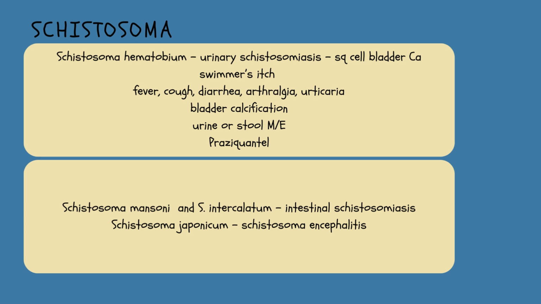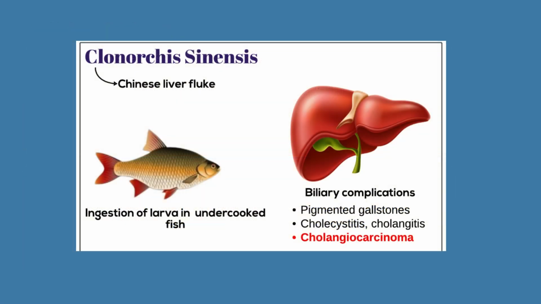It can predispose the person to squamous cell bladder cancer. It's not transitional cell, it's squamous cell. Okay, Schistosoma haematobium can predispose to squamous cell bladder cancer and causes swimmer's itch, presenting with fever, cough, diarrhea, arthralgia, and urticaria. There can be bladder calcification and diagnosis by urine or stool microscopic examination. Treatment is by praziquantel. Schistosoma mansoni and Schistosoma intercalatum cause intestinal schistosomiasis, and Schistosoma japonicum causes schistosoma encephalitis.